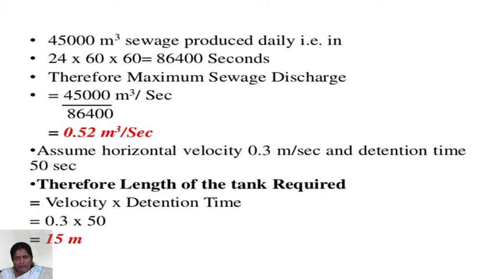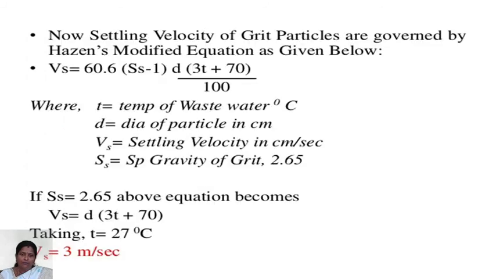Assume horizontal velocity 0.3 meter per second and detention time 50 seconds. These values are assumed values taken from the code reference. Therefore, length of the tank required is equal to velocity into detention time, and you get 15 meter.